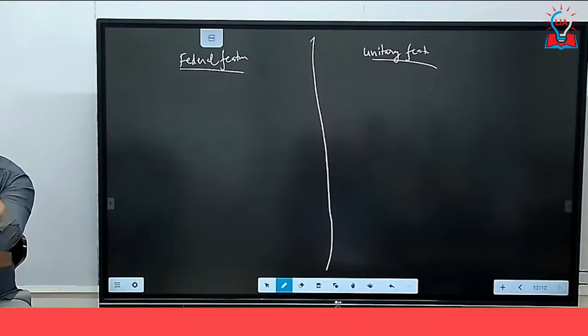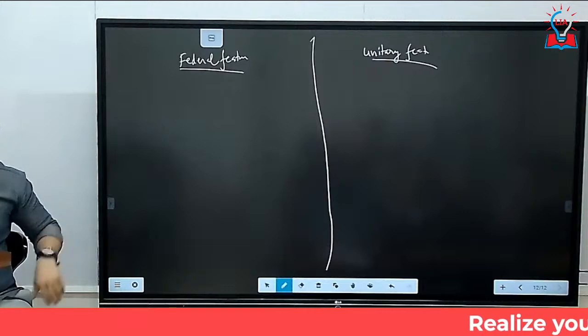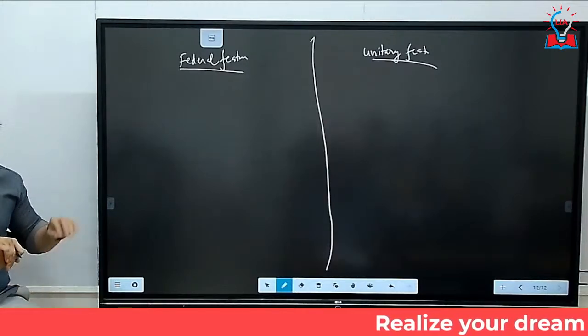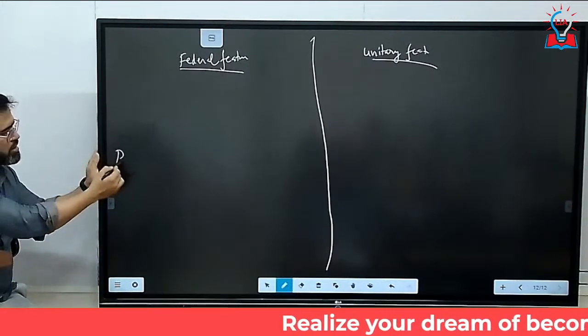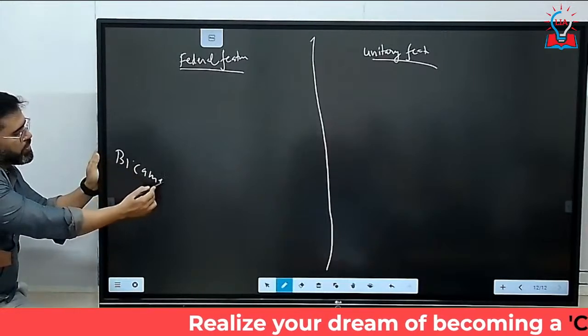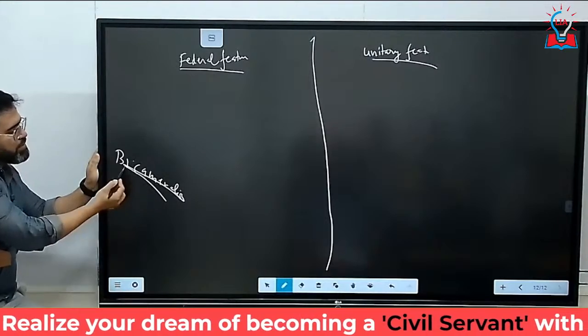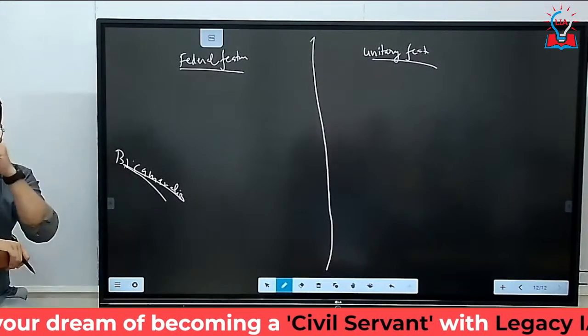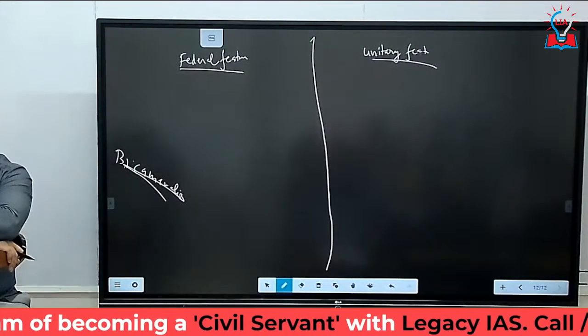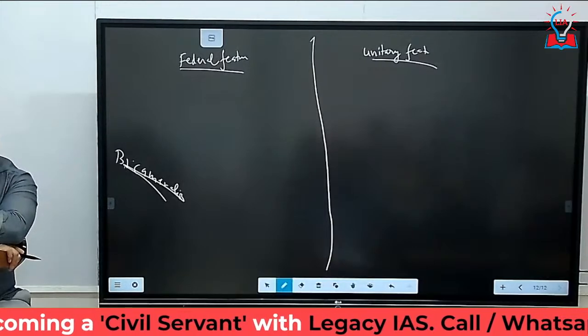After that, this is done. Next is bicameralism. Bicameralism. Bi means two. Cameral means chamber. Two chambers. Two chamber means Lok Sabha and Rajya Sabha.